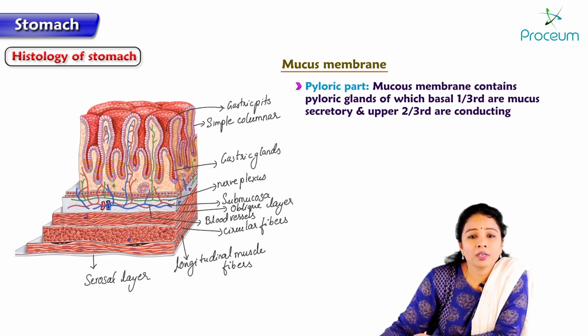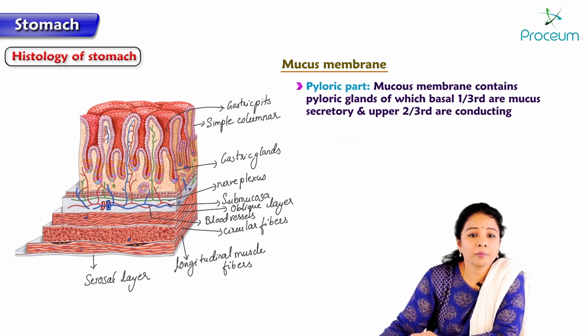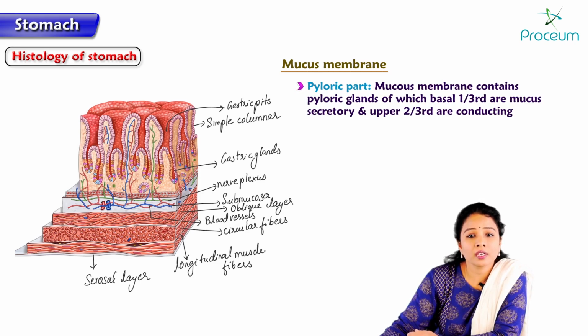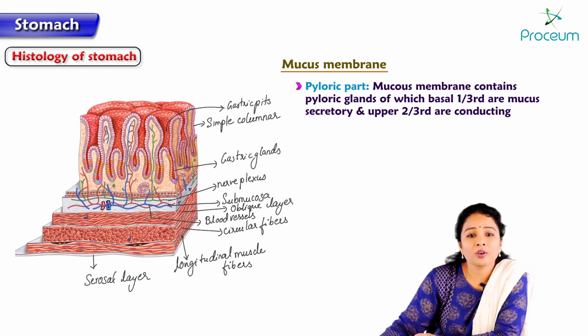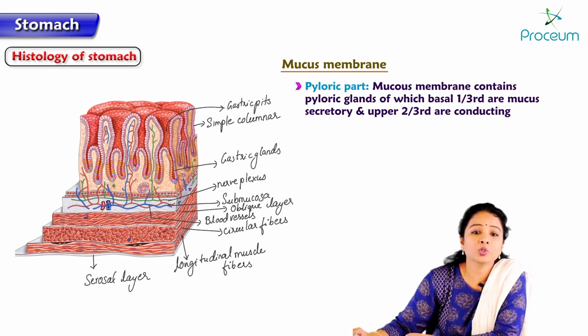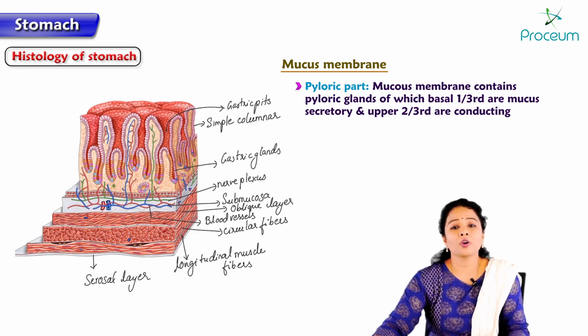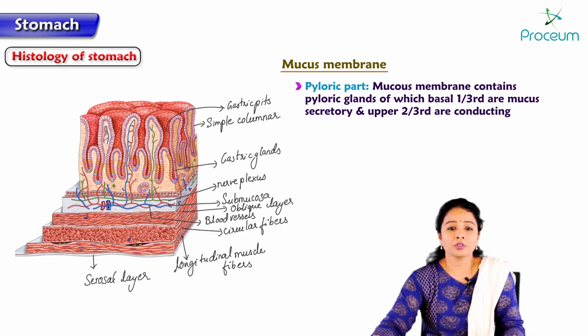Pyloric part of the stomach. The mucous membrane here in the pyloric part contains mucous glands, that is pyloric glands, which are 1/3 secretory and 2/3 conducting. Means the gastric pits are quite longer in the pyloric part and shallow in the fundus and the body of the stomach. So the conducting part, that is the pit, is 2/3 of the pyloric mucosa in the pyloric part, whereas in the fundus and the body, the gastric pit occupies around 1/3 of the mucosal thickness.